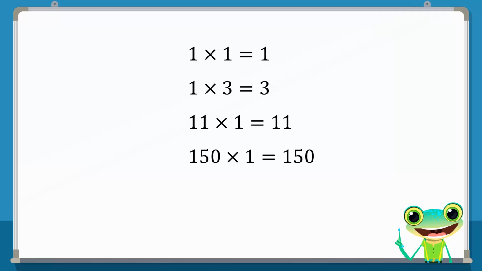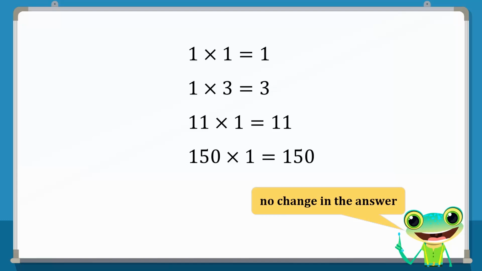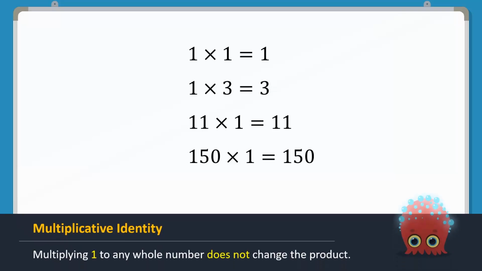Now, look at these examples. What do you observe? The whole numbers are multiplied by 1. This has not changed the products. In other words, multiplying any whole number by 1 does not result in any change. Hence, 1 is called the multiplicative identity.